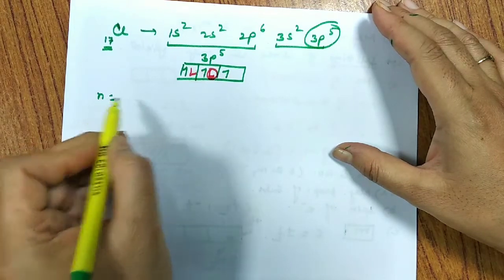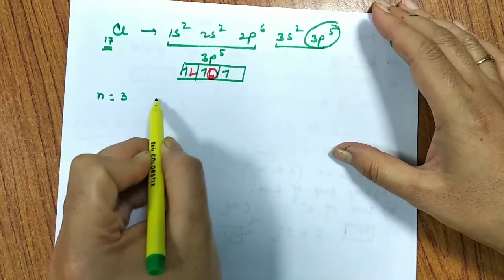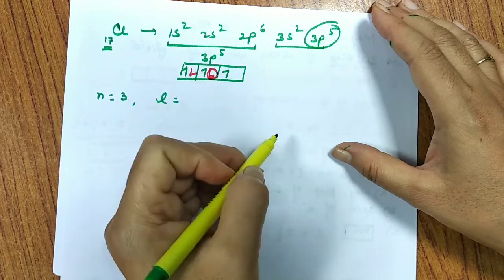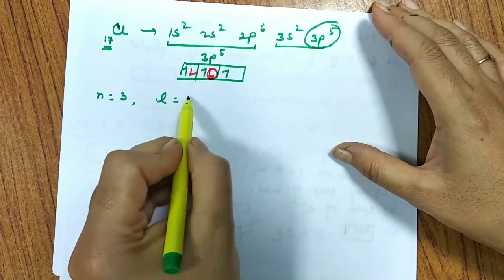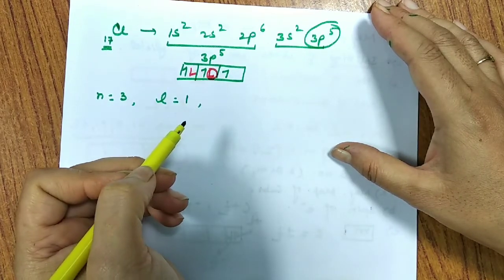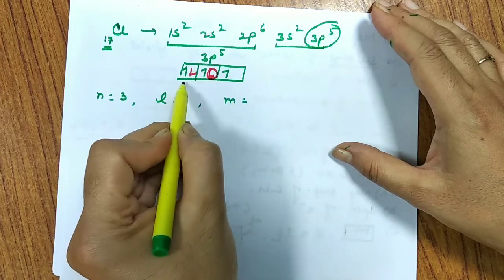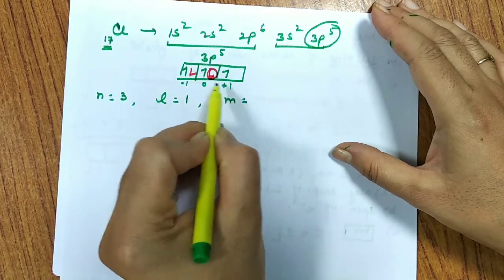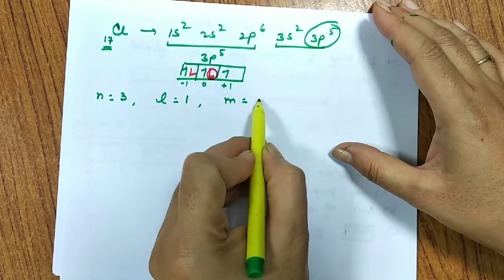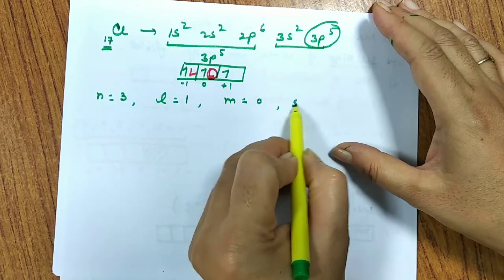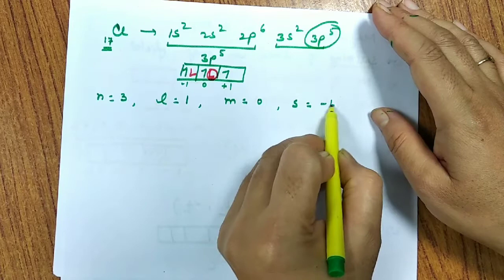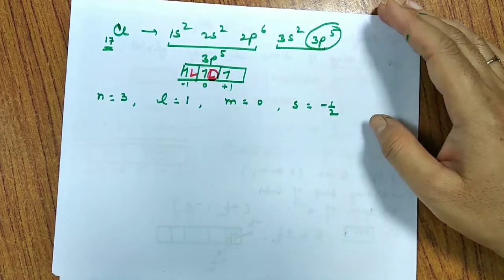So n for this comes out to be 3. L, we took values 0, 1, 2, 3, so for P it is 1. M ranges from -1, 0, +1. Since this lies in the second orbital, it is 0. And S is pointing downwards, so we'll write it as -1/2.